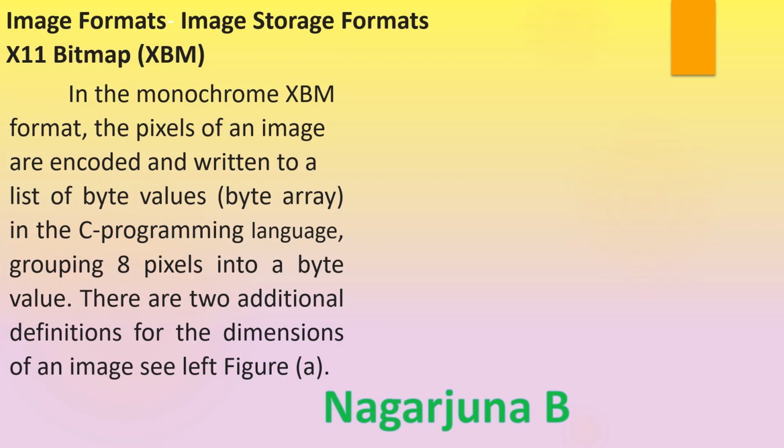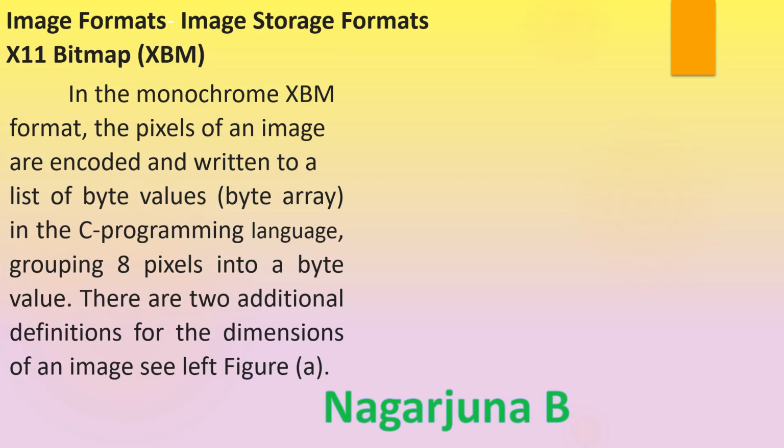A pixel, you know already, is the smallest measurable unit of an image. The pixels of an image are encoded and written as byte values in the form of a byte array using the C programming language, grouping 8 pixels into a byte value. That means a group of 8 pixels is considered as 1 byte value.